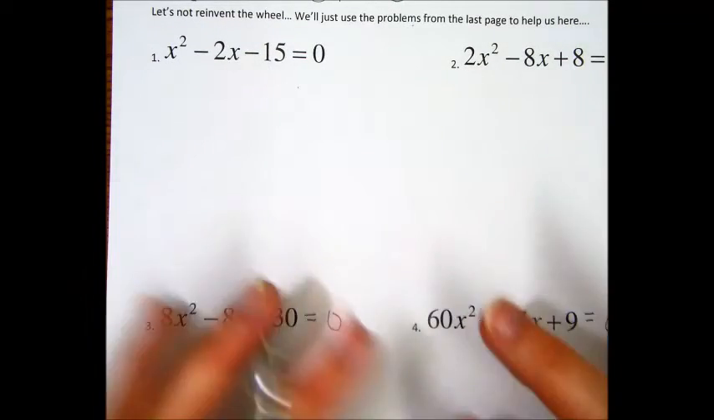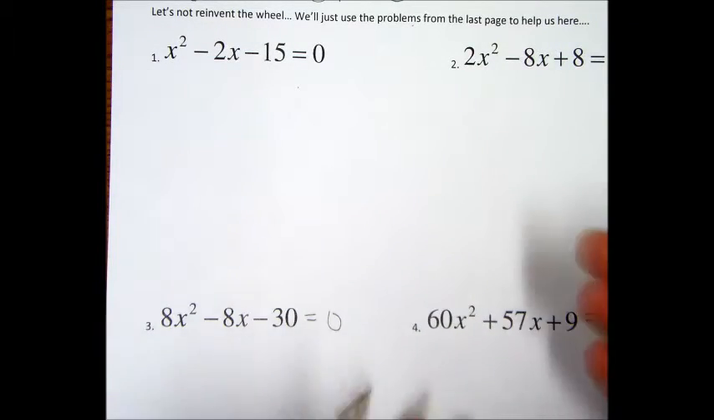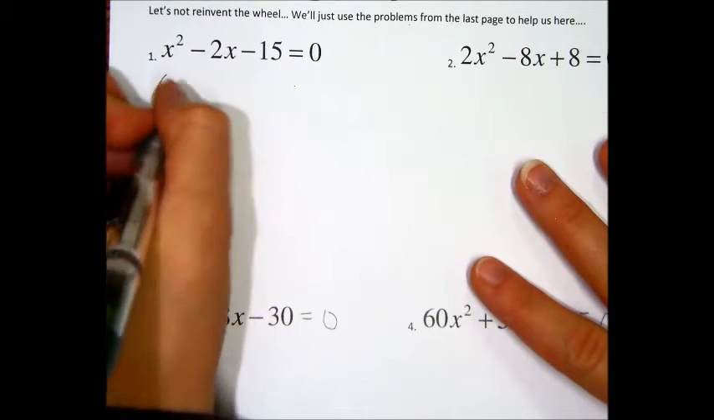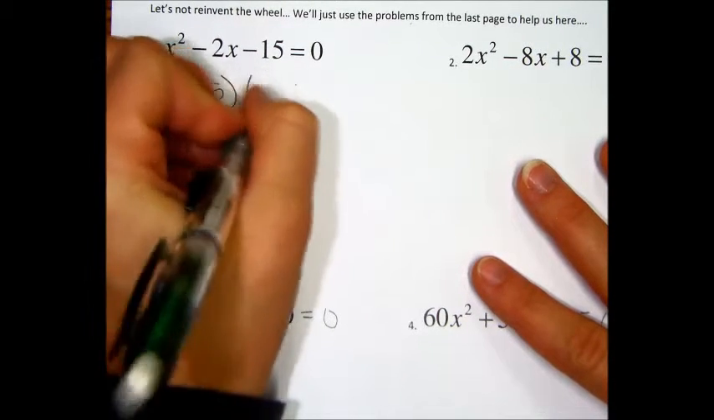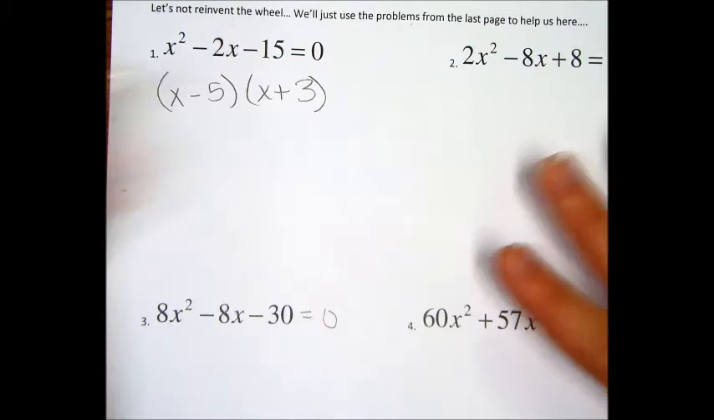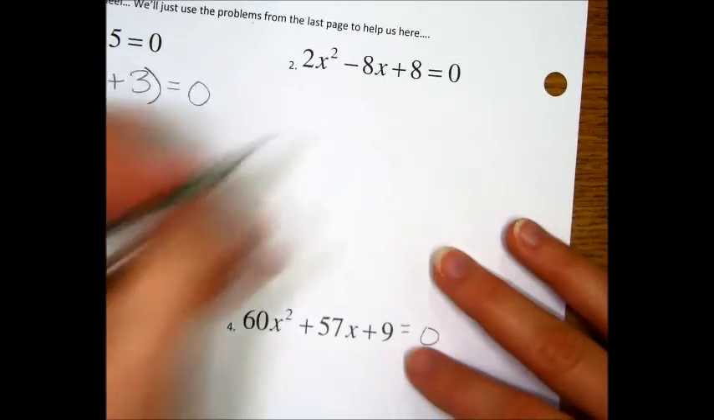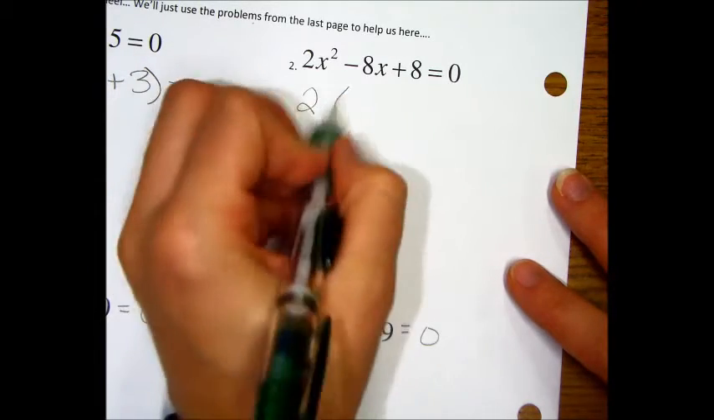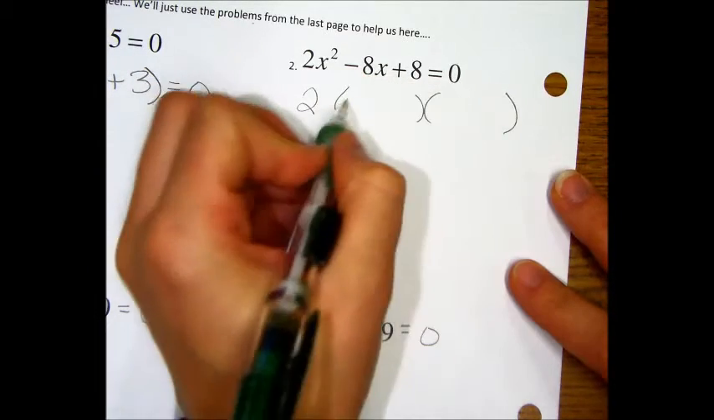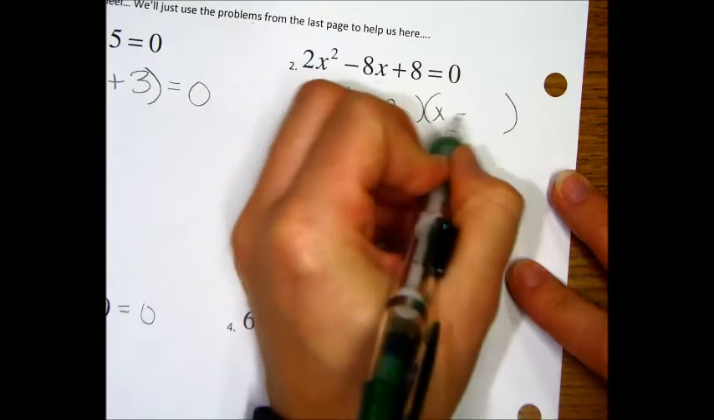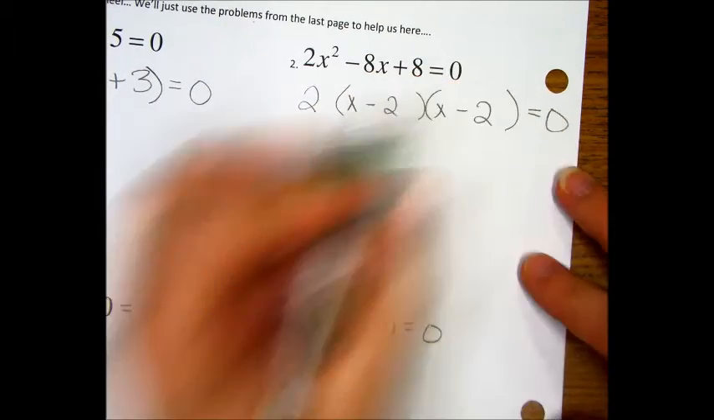So I didn't want to refactor 4 brand new problems, so I just copied the problems from the front. From the front, you should remember this one factored into x minus 5 and x plus 3 equals 0. This one factored with a 2 out front, and from the front it was x minus 2 and x minus 2. Again, this is from the front. We already factored them. I don't see the need to reinvent the wheel.